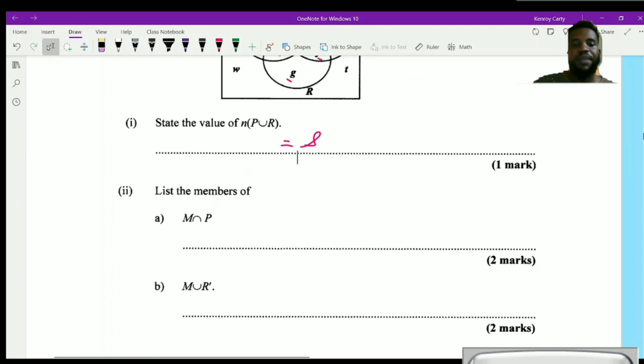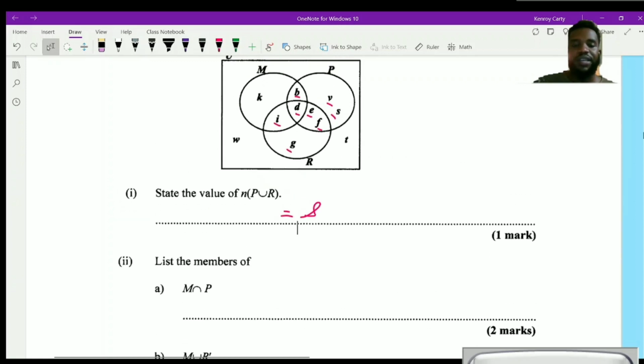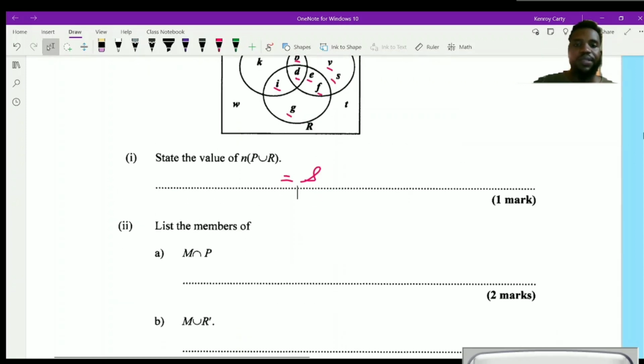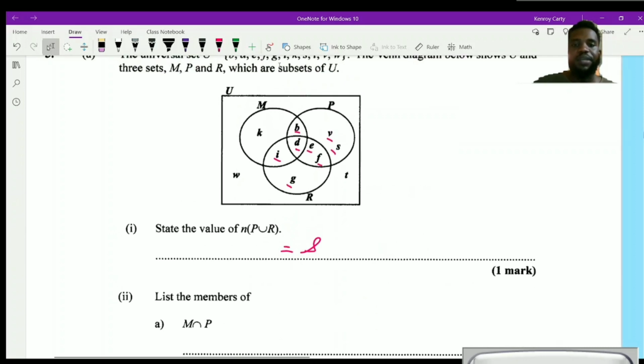Now list the members of M intersect P. Intersect means what is common or the overlap. So if I'm looking at M intersect P, I'm looking for where M and P overlap. So this is M, this is P. We can see that they overlap right here at B and D. Remember now, only M and P we're looking at. So this will just be the set B with D combined. That's it.